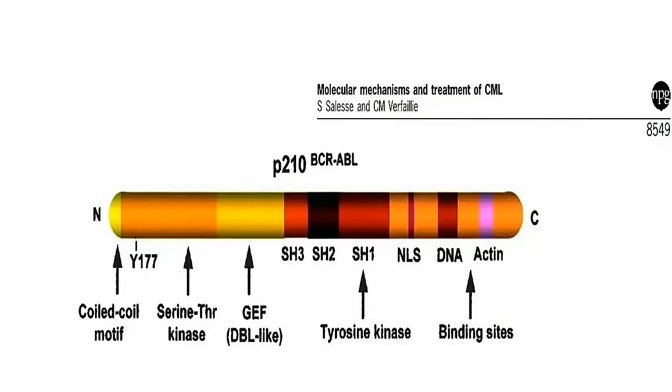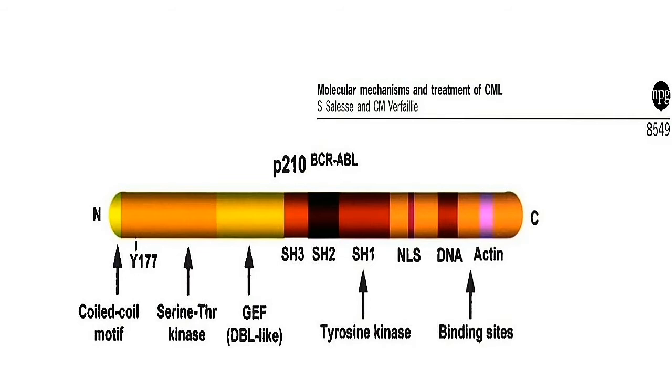Now the P210 BCR-ABL gene is mainly responsible for the formation of CML, that is chronic myeloid leukemia, and the P210 BCR-ABL gene has a number of functional domains present in the BCR and ABL portions, which are responsible for the activation of the tyrosine kinase pathway.